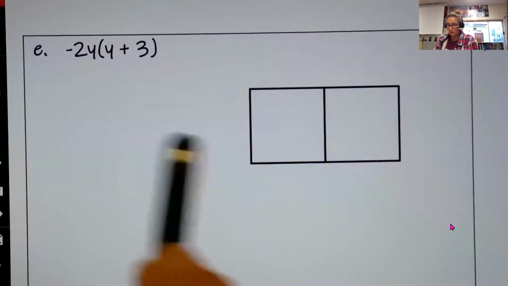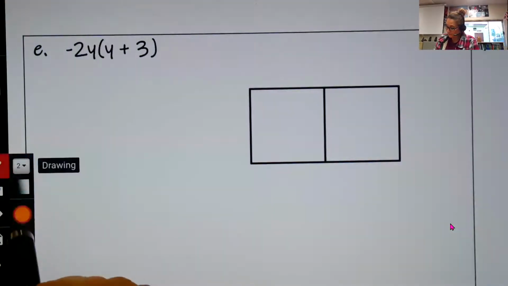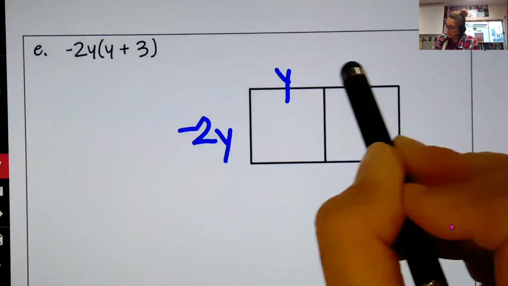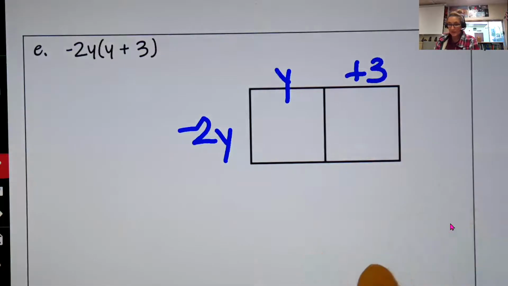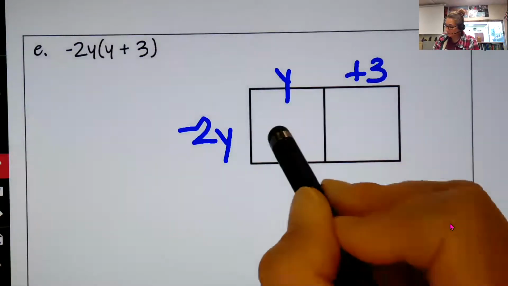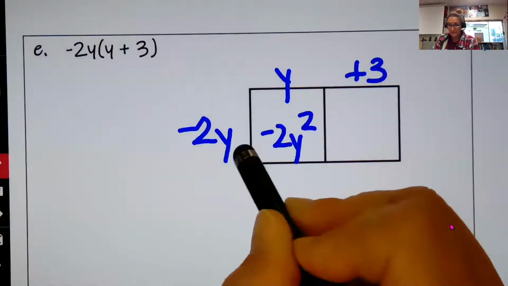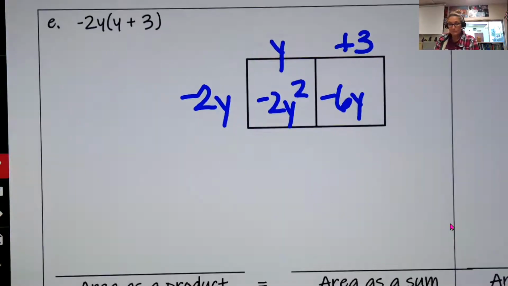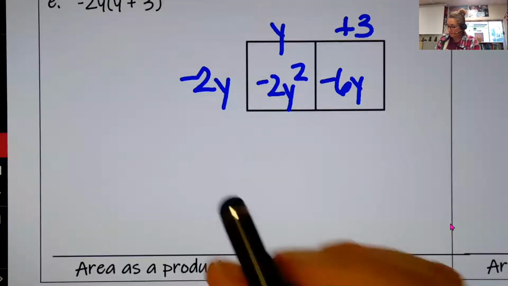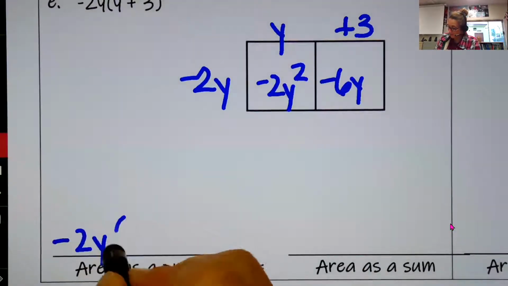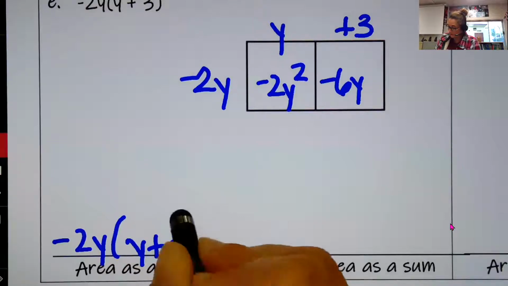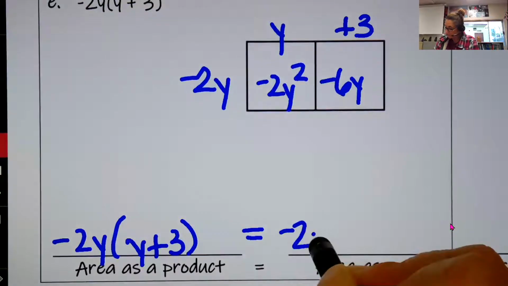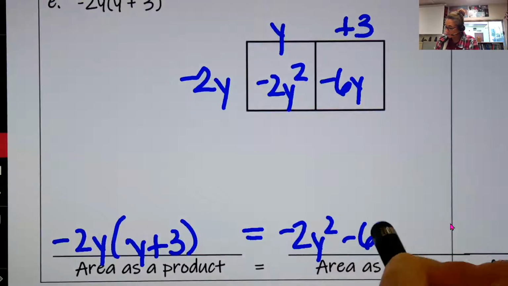Okay, so again, 1 by 2. So this is going to be a negative 2y, y, and then a plus 3. And when I multiply it, negative 2y times y is a negative 2y squared. Negative 2y times 3 is a negative 6y. So now area as a product is going to be negative 2y times y plus 3 equal, and area as a sum is my inside, negative 2y squared minus 6y.